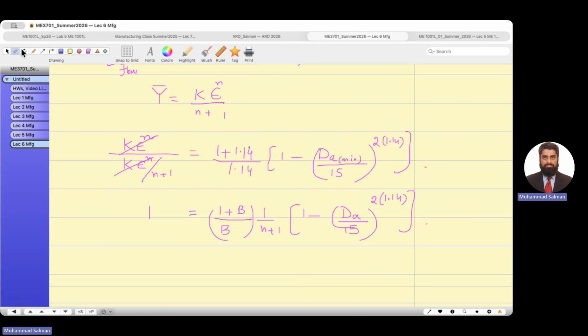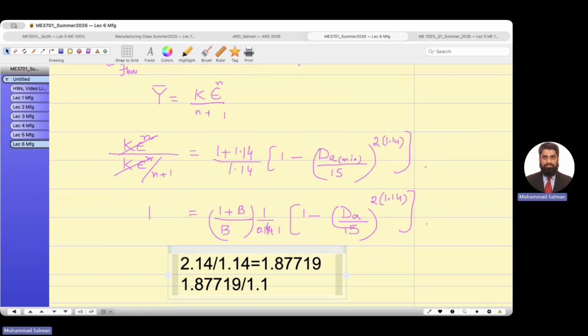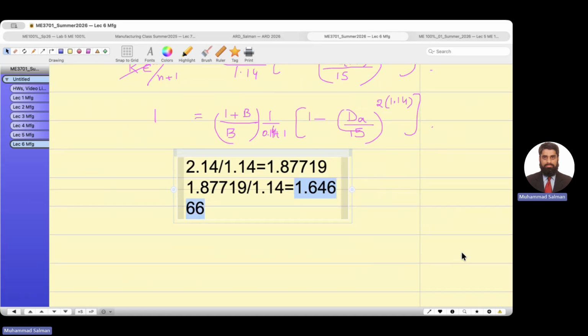Now, n equals how much? n is 0.14. Agreed? So now everything is here. Let's do this: 2.14 divided by 1.14. This is the value for 1b. So divide this value by 1.14. Agreed? This is the multiplicating factor, so I'm going to write it down here.